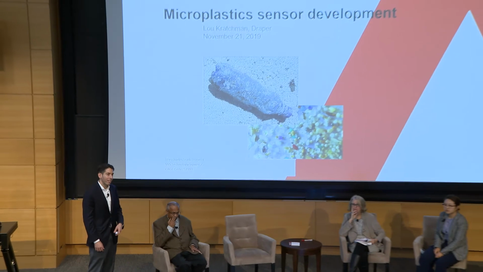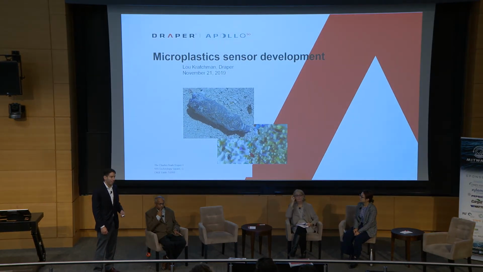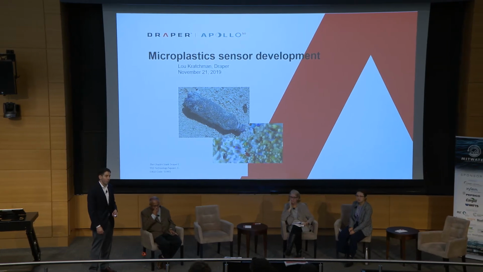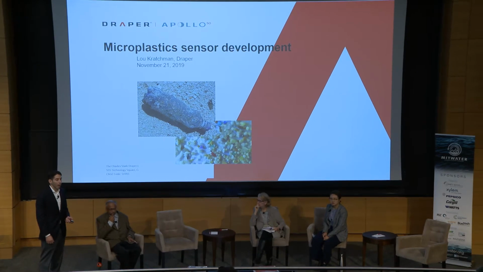Okay, good morning. I'm Lou Kratchman from Draper. Some of you may know us by our previous name, the Charles Stark Draper Laboratory. And way before that, many years ago, we were the MIT Instrumentation Laboratory. But we are an independent, not-for-profit research and development organization. And I'm going to talk just a little bit about our relatively new effort to develop a microplastics sensor and why we're doing that.